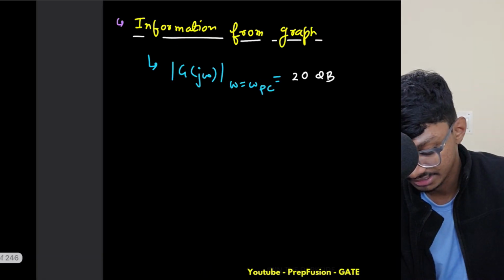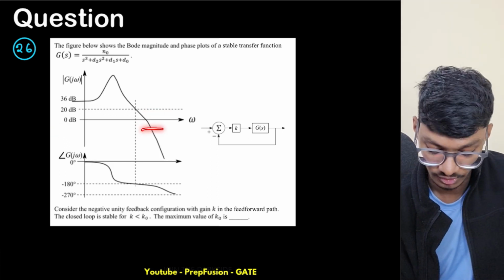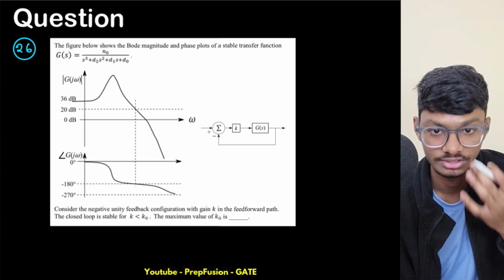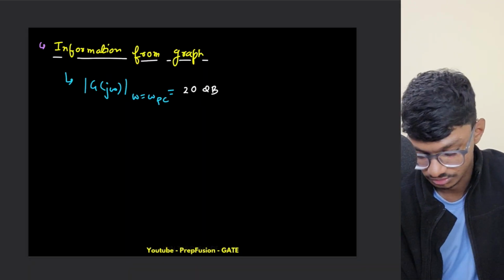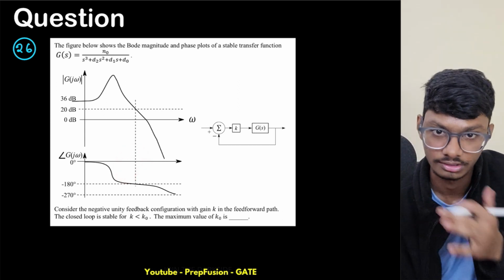Okay, what else have they given me? They haven't provided the frequency at which the function reaches 0 dBs, also known as the gain crossover frequency. They also haven't provided the phase there. So we obviously don't know that.